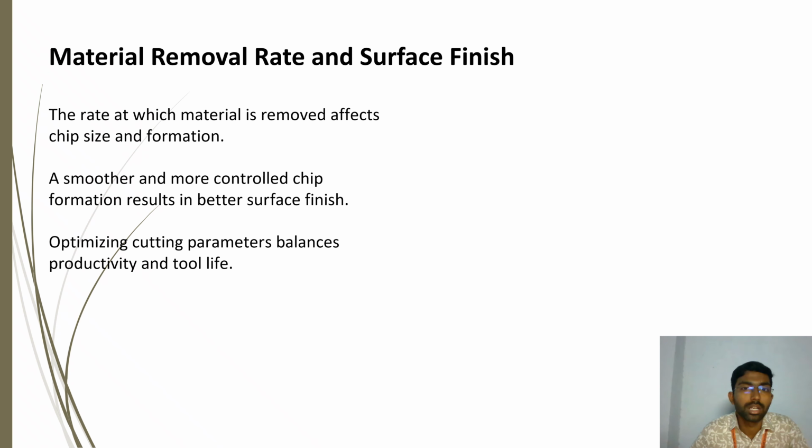Material removal rate and surface finish. The rate at which material is removed affects chip size and formation. Smoother and more controlled chip formation results in better surface finish. Optimizing cutting parameters balances productivity and tool life.